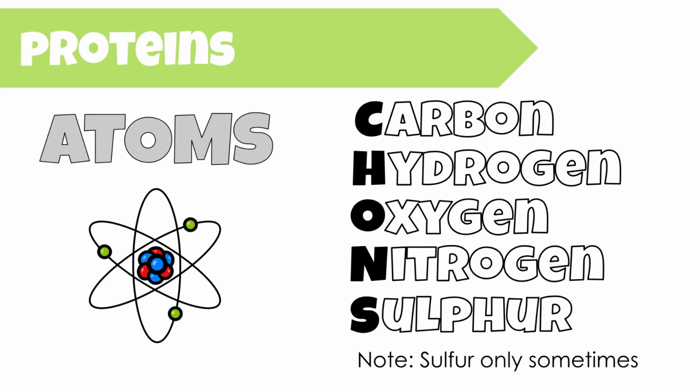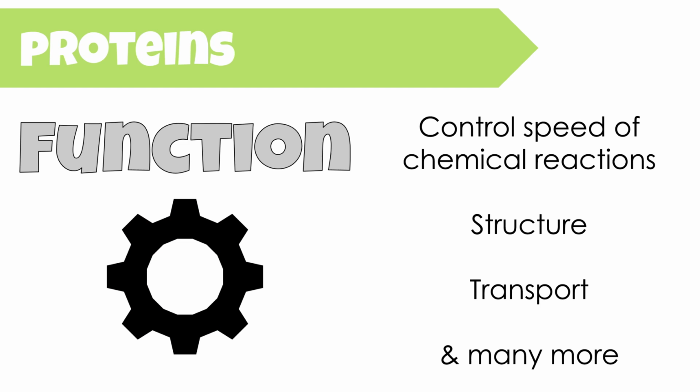All right, so the second to last of our macromolecules are proteins, and the atoms that make up proteins this time are different than the other two macromolecules. So we still have carbon, we still have hydrogen, we still have oxygen, but now we also have nitrogen and sulfur. And I put a note here that sulfur is only in certain proteins. It's not always going to be there depending on the type of protein we're dealing with, but we still see that carbon, hydrogen, oxygen.